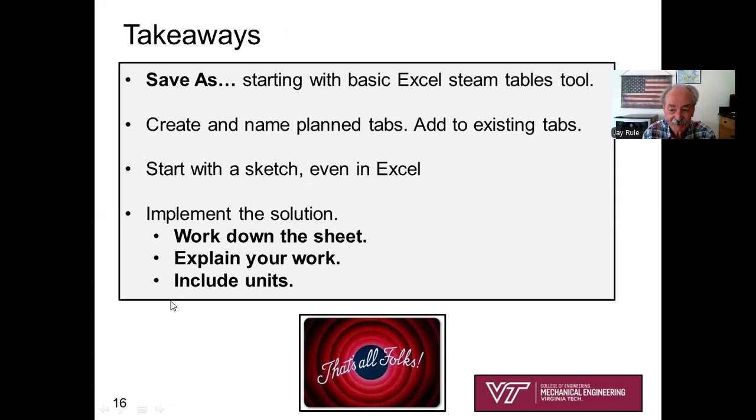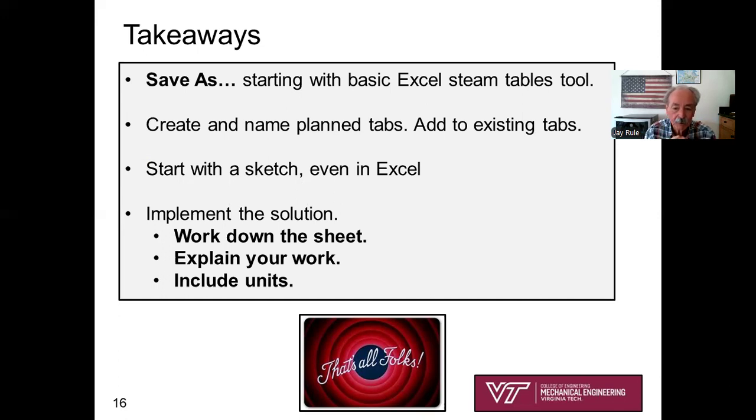So what are the takeaways from this live demo? I feel a little better now that I've been through it. But we started by saving as. We started with our source Excel file that we used for the Steam Tables tool. We did save as, so we didn't have to create things from scratch, okay? We created and named planned tabs and fleshed those out. We started with a sketch, even in Excel, and then we implemented the solution working down the sheet, explaining the work in text and units, and very important to include units.